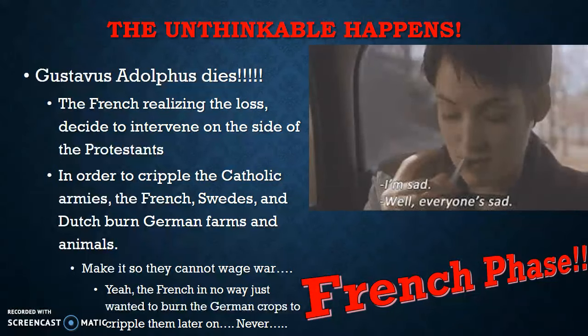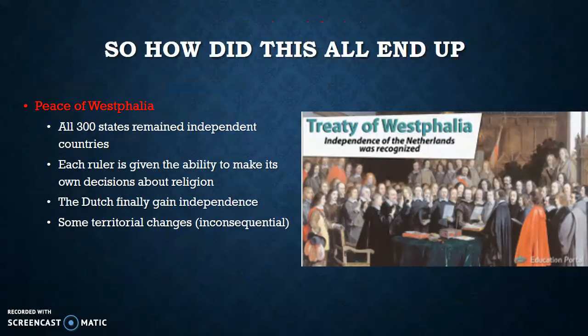The Holy Roman Empire will stay fractured. At the end of the conflict, we have this thing called the Peace of Westphalia. All the 300 states of the Holy Roman Empire remain 300 independent states. There is no one single empire controlled by a single person. Each ruler is allowed to make its own decisions about religion, again going back to those religious motivations that kind of started the conflict. This is also the official independence of the Dutch nation.